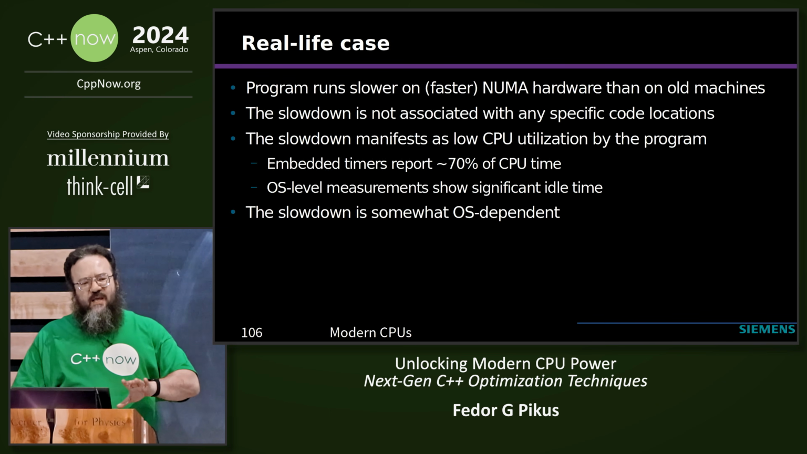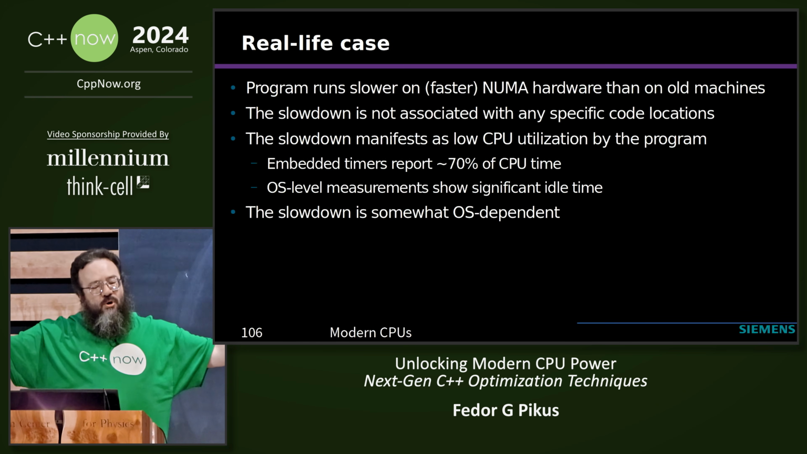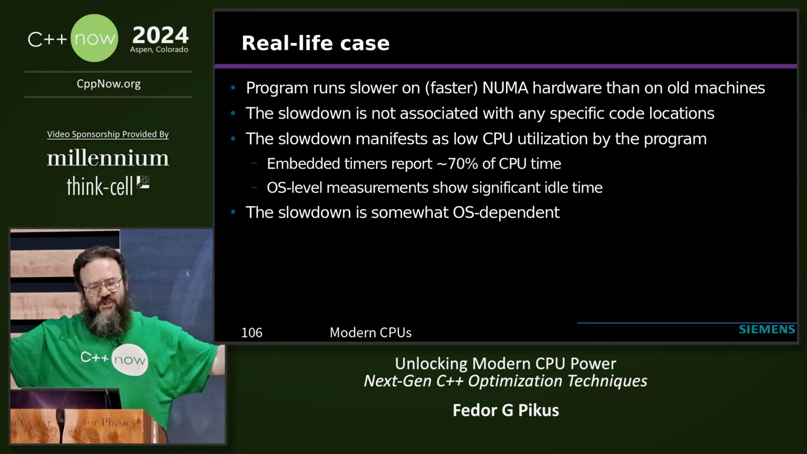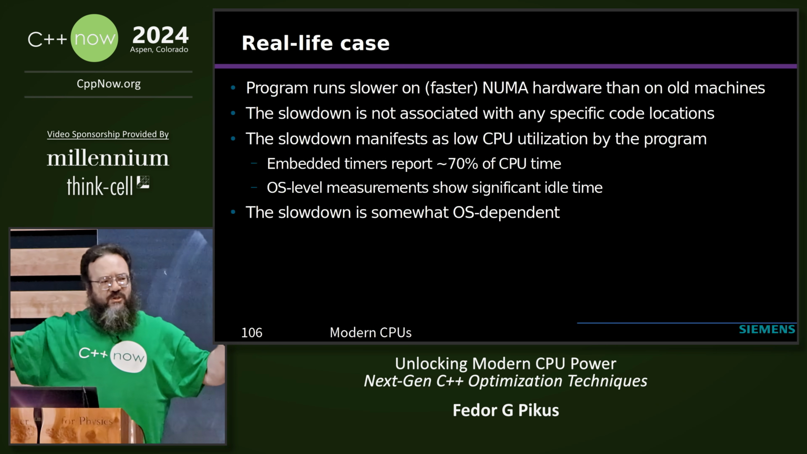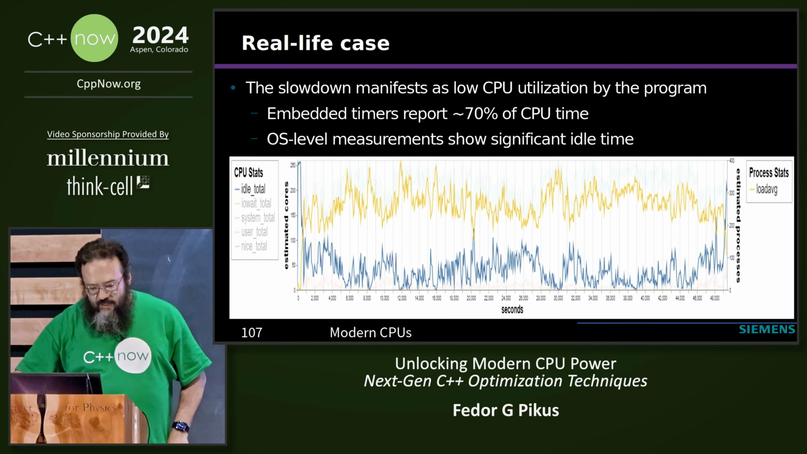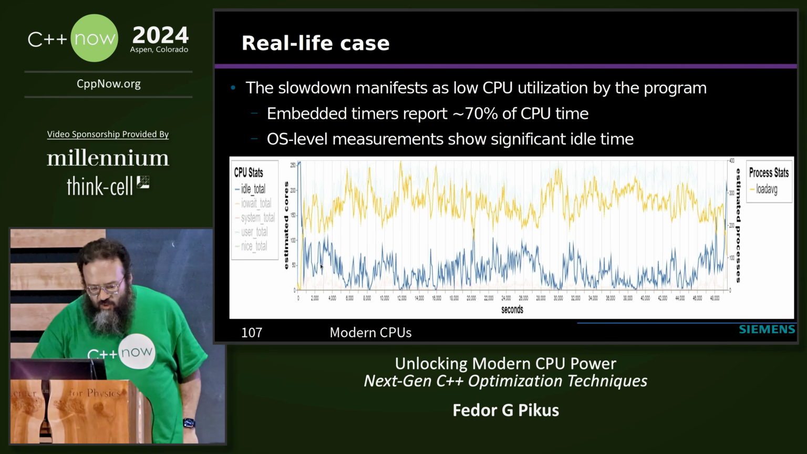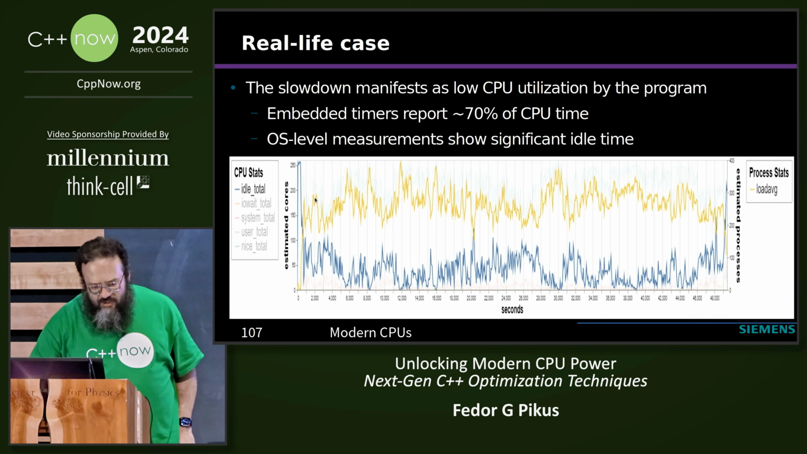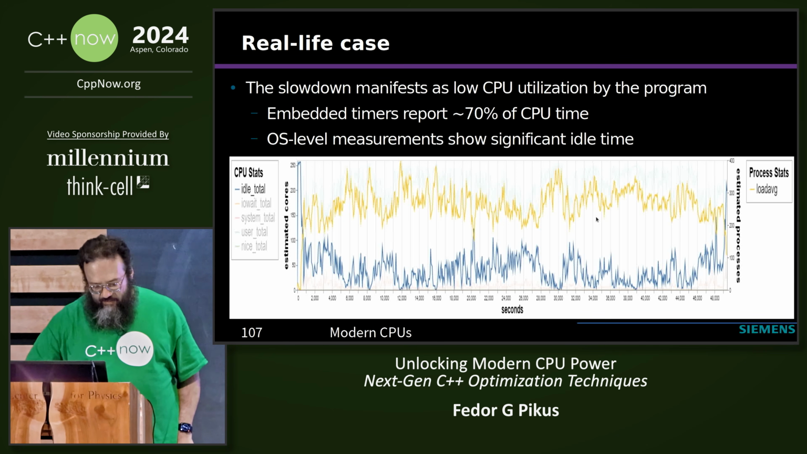The slowdown this time is spread across the entire program. It's not affiliated with any particular code location, but it does show up as an overall low CPU utilization. CPU monitoring shows about 70% CPU load, and OS level measurements show significant idle time. So this is what it looks like. We have the monitoring. The top line is the loading, the bottom line is the idle time. 256 cores are on this machine, so running at 150-ish cores isn't great.